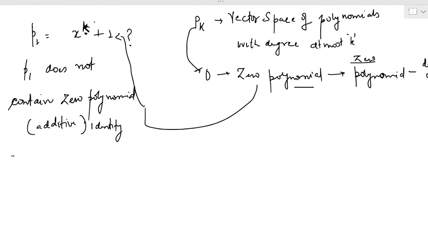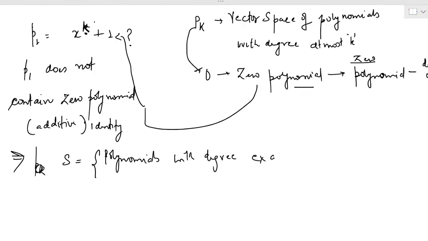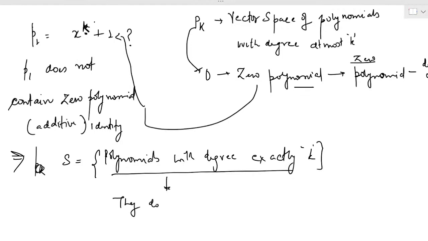It implies that P1 is not a subspace. Or you can say, I've written Pk, which is like a set S which only contains the polynomials with degree exactly k. Polynomials with degree exactly k. They don't form a subspace. Is that clear? I hope it is clear.